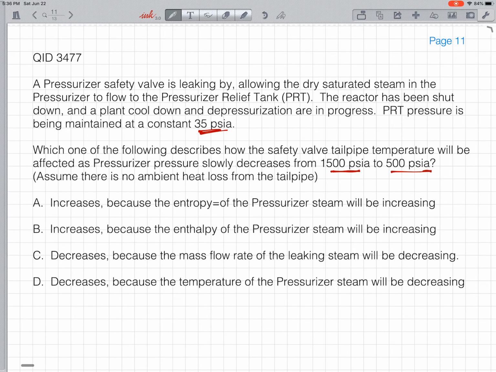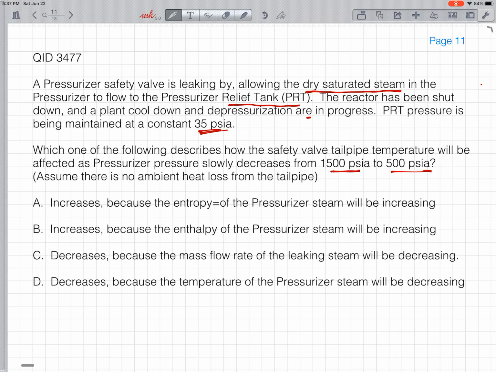All right. Pressurizer safety valve is leaking by, allowing the dry saturated steam, that's important information, in the pressurizer to flow to the pressurizer relief tank. Alright, so that's probably a quench tank if you're at Arkansas Nuclear 1, or a reactor drain tank if you're at Palo Verde Nuclear Generating Station. So high pressure steam is leaking past the relief valve to a lower pressure tank. The reactor has been shut down and a plant cool down and depressurization are in progress. That's good information. PRT tank pressure is being maintained at constant 35 psi-A.